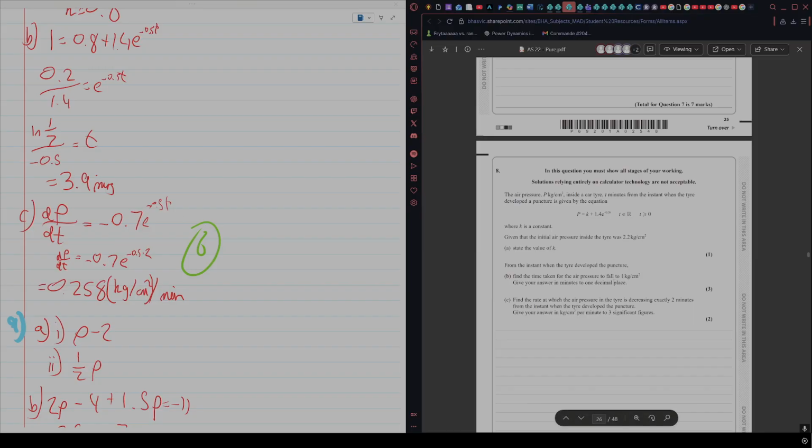But when you're taking the derivative of e, you keep it the same, because the derivative of e to the x is just e to the x. When you have a constant, you keep the thing the same, you just multiply it by whatever's here. So the derivative of 1.4 e to the negative 0.5t is just negative 0.7 e to the negative 0.5t. So you just multiply by what's there, and then keep the e part the same. And then here you're just finding where the rate is at 2 minutes, so you substitute 2 into t after you take the derivative, and then that gives you the answer.